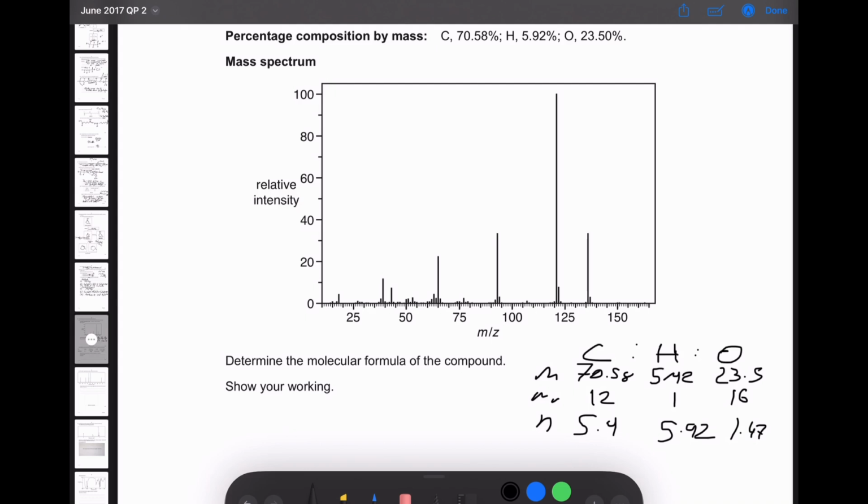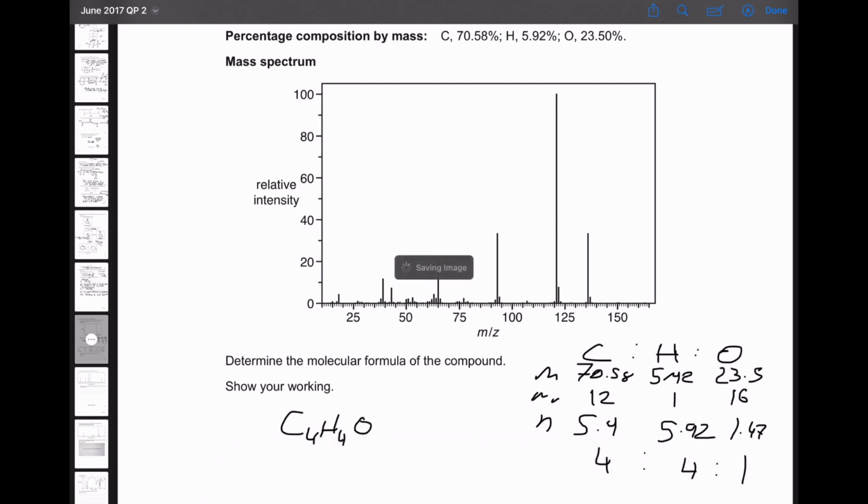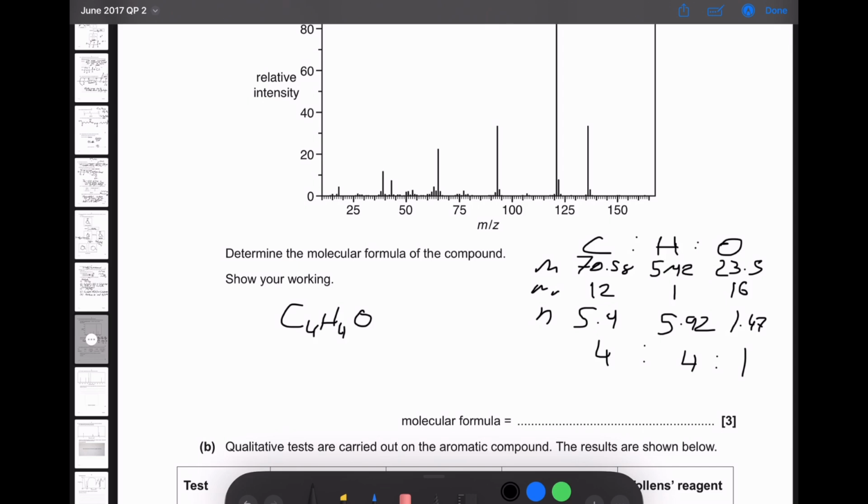So then we divide by the smallest number, that's 1.47. 5.92 divided by 1.47 gives us 4, and it's going to be the same for the carbon. So it's 4 to 4 to 1. So we're looking at C4H4O, and then we need to find the Mr of this. So 48 plus 4 plus 16 gives you 68. So that is the mass of our empirical formula.